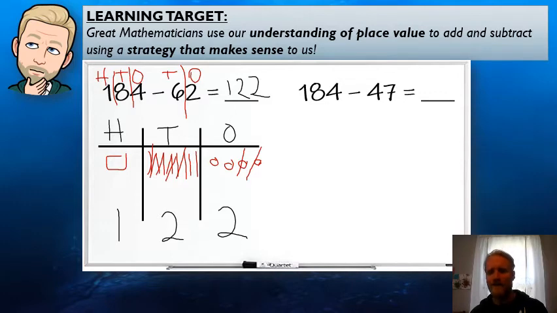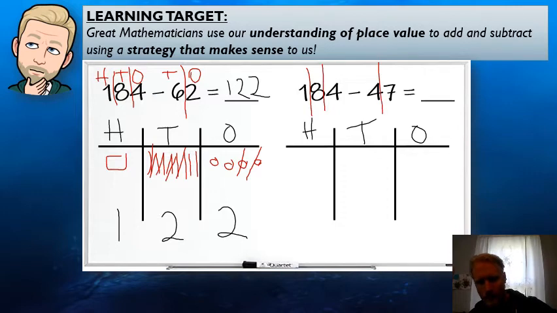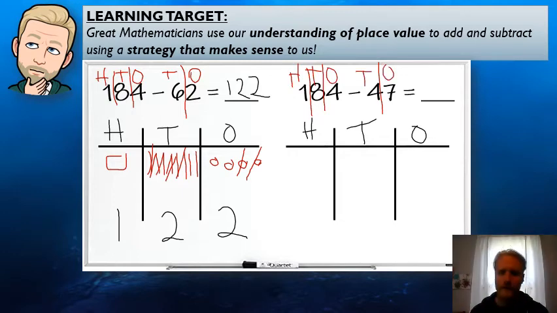All right. So 184 minus 47 equals 1. So I'm starting with the same big number. And again, I like to use flat sticks and dots. So we'll start off by making our HTO chart. And again, our label up top. Help me. All right, great.